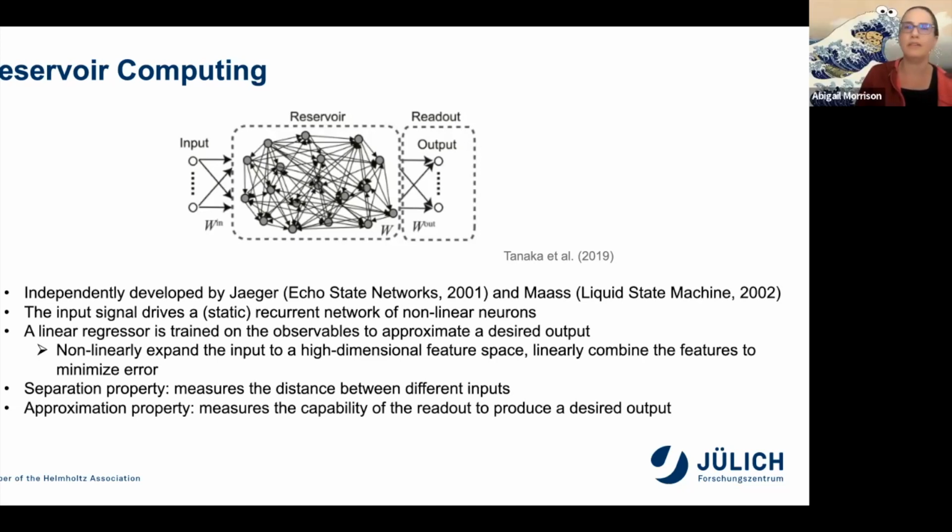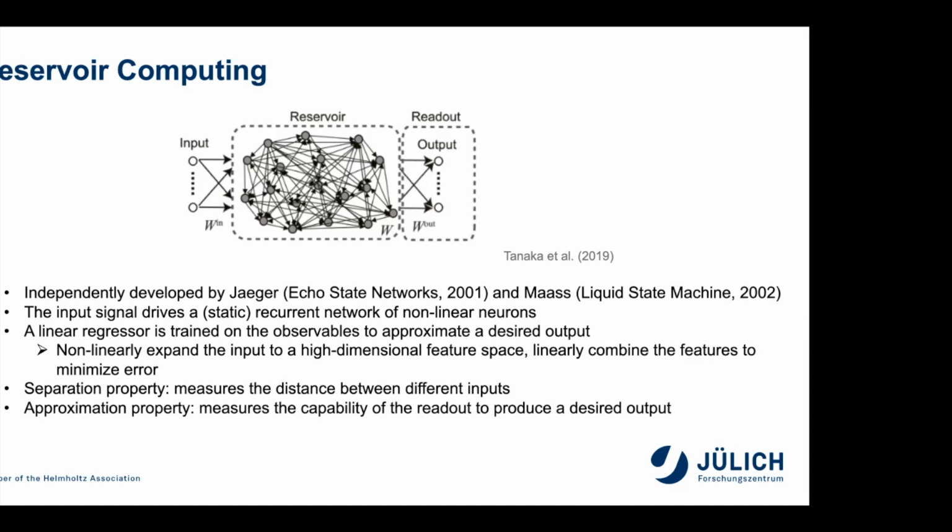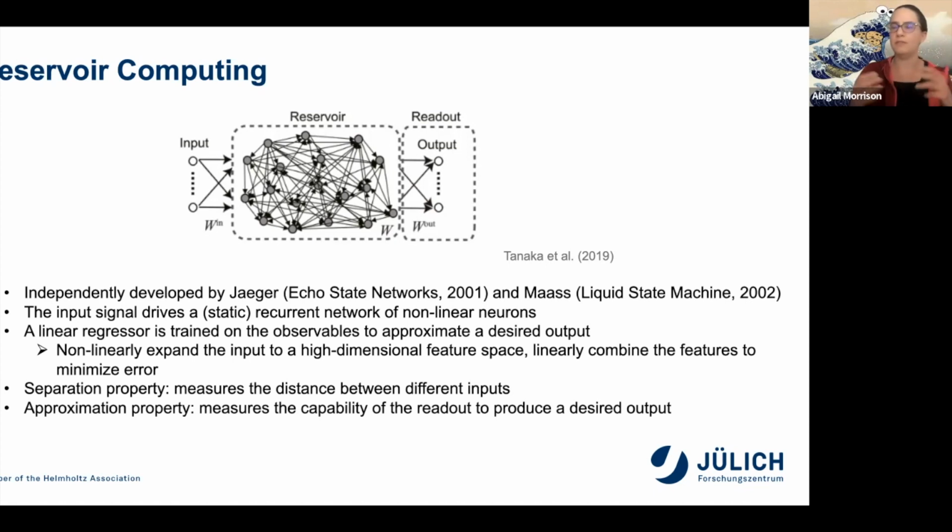We are expanding the input in a nonlinear way to a higher dimensional feature space, and then we can linearly combine those features to minimize error. Two properties that the system has to have in order to be a reservoir computer: it needs to have the separation property, which means that different inputs will be projected to different places in the output space. You can distinguish between things. And you need the approximation property, which is the ability of the readout to produce a desired output. So can it actually give the output that you want?